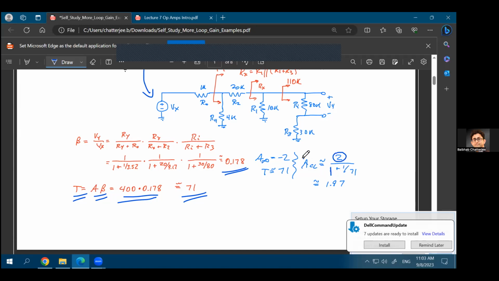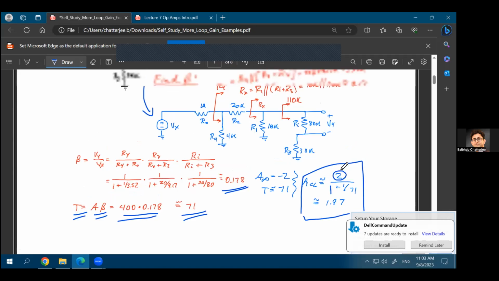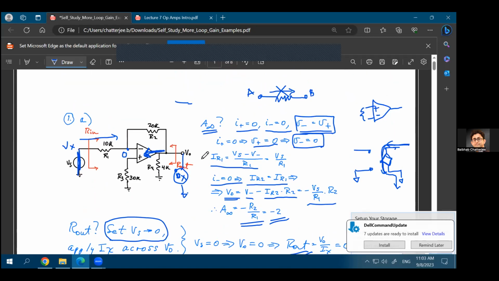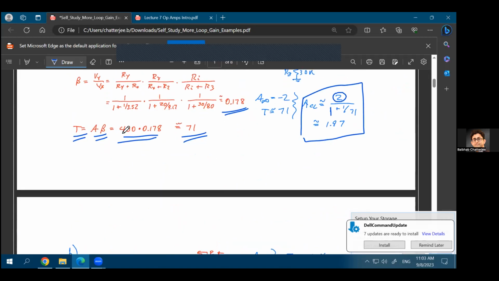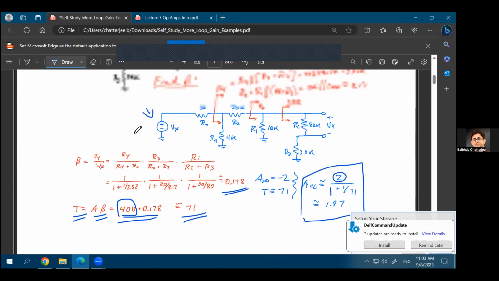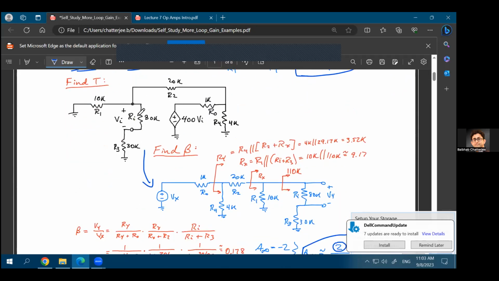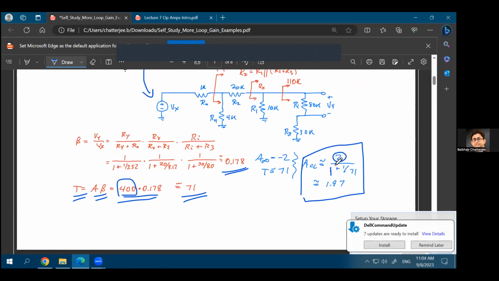So in this case, you see that the gain becomes about 1.97. In an ideal op amp case, the gain was 2. So as you see, it does not reduce much, even though this is a non-ideal op amp, with a gain of the op amp as 400, an input impedance of 80 kilo ohms and an output impedance of 1 kilo ohm. That does not affect your final result by that much. Instead of 2, you get 1.97 if you take into account all those non-idealities.